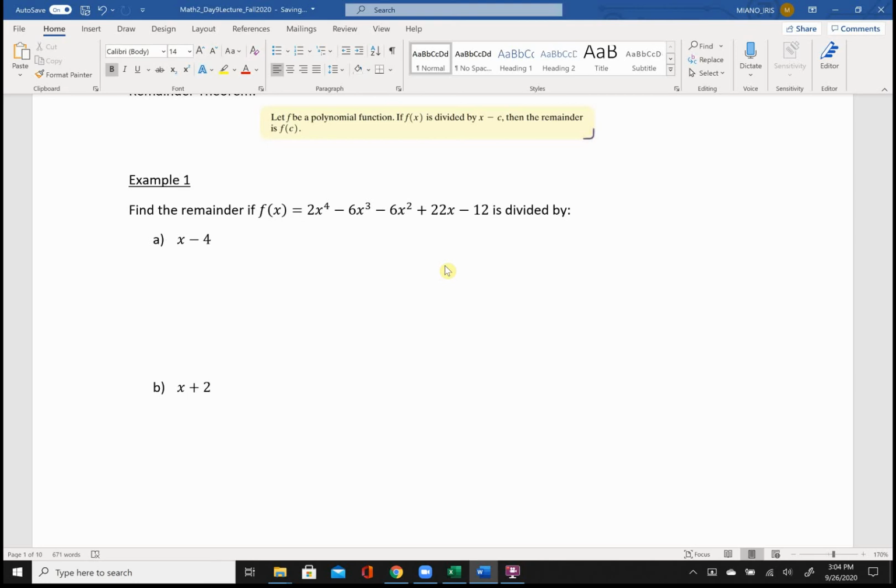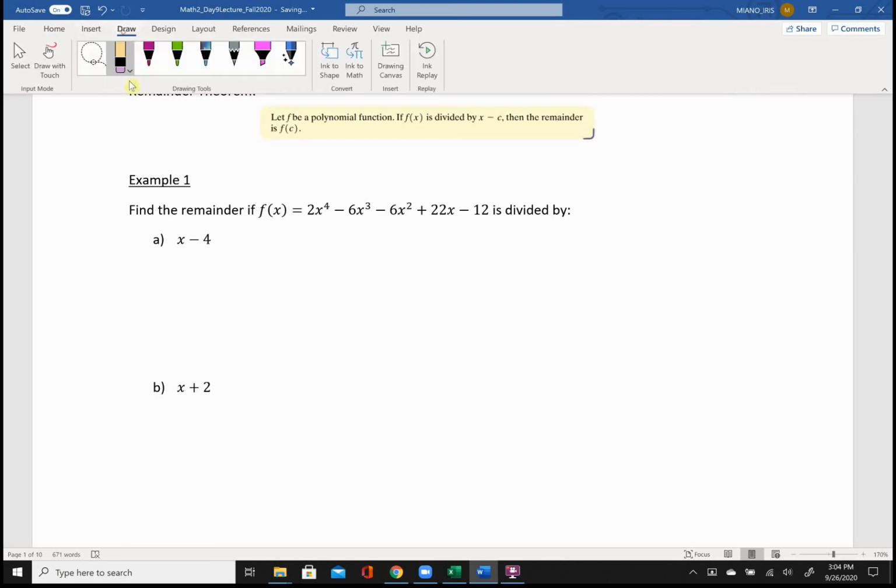Let's just do what this first example states, which is to find the remainder if f of x presented here is divided by x minus 4 to start with part A. So the first thing that we'll want to do is recognize that in this format here with this theorem, x minus 4 has a c value of, hold on, let me draw. C value is 4 in this case. So really we're saying what's the value of f of 4? So plugging it in, it'll look like this.